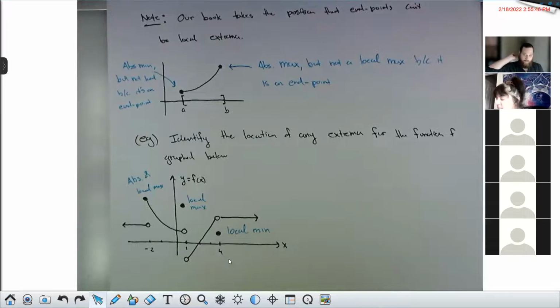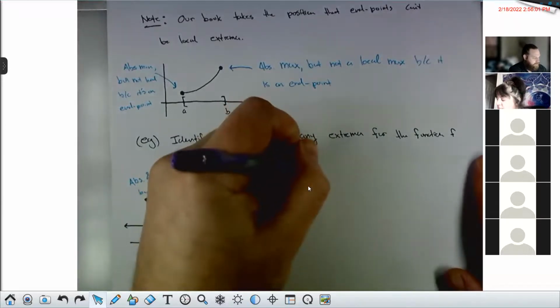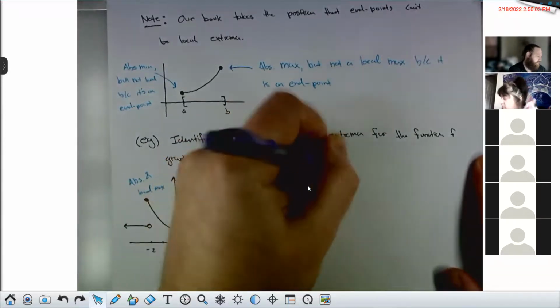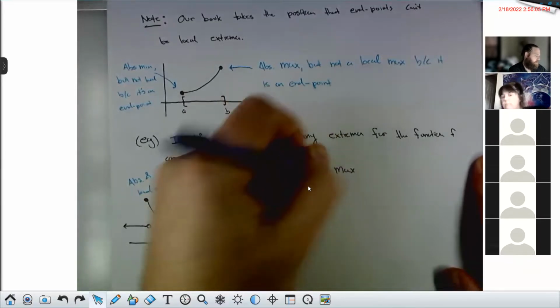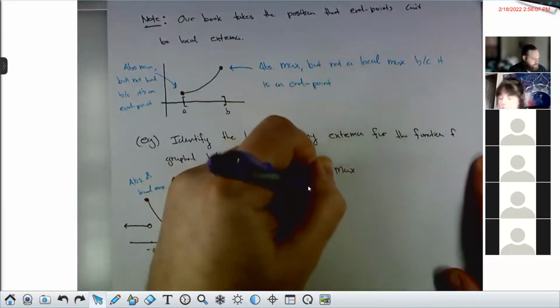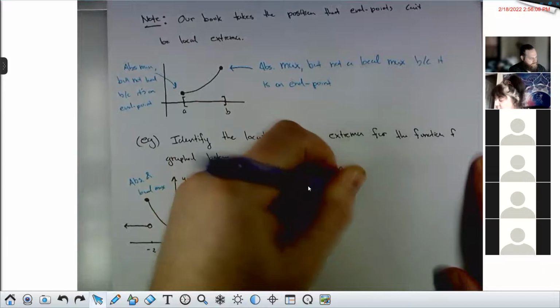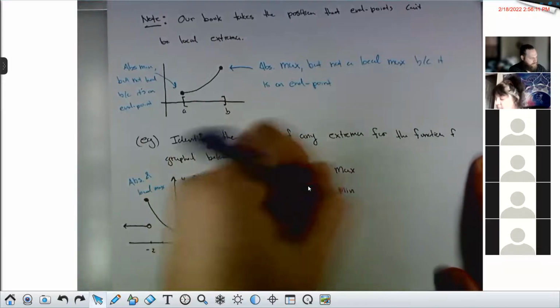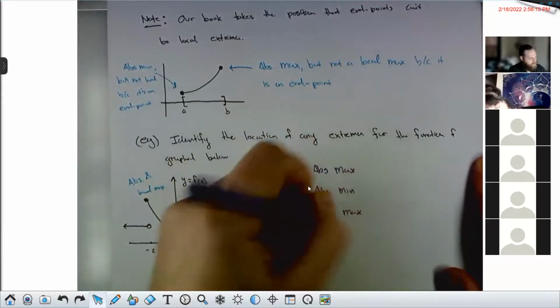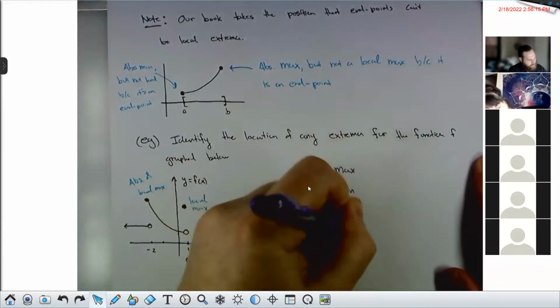We haven't quite answered the question though. The question said, identify the location of any extrema. And remember, location means the x value. So I want to list each type of extrema that can exist. Absolute max, absolute min, local max, local min.